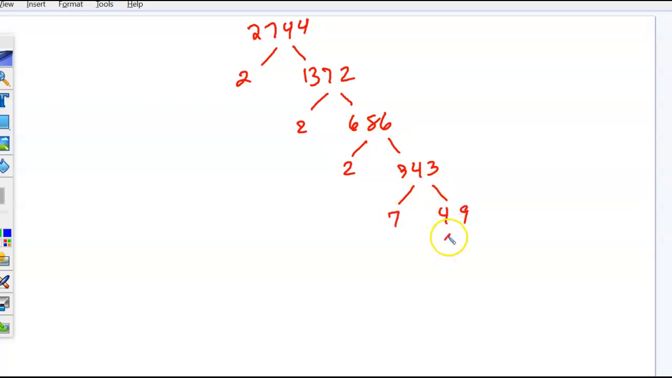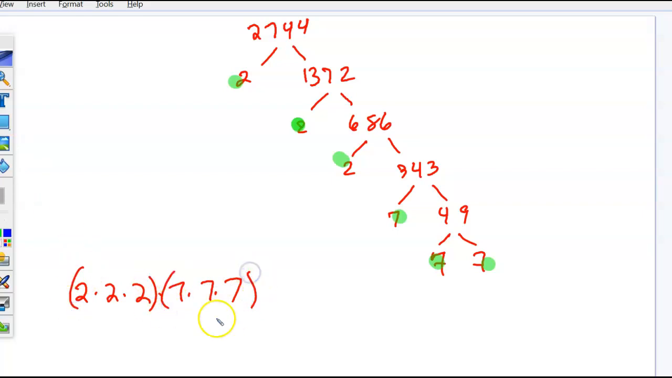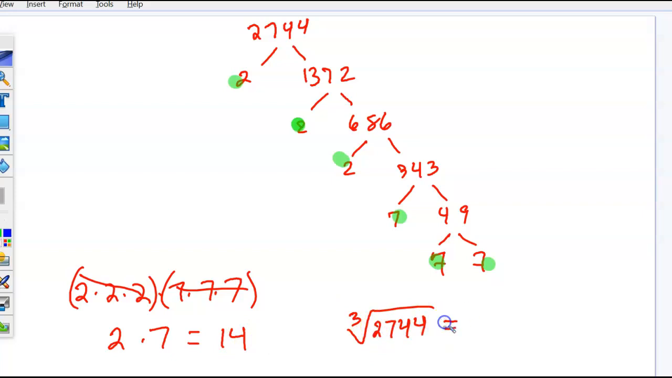343 breaks down into 7 times 49, and 49 is 7 times 7. So if I look at my factors, I have 2 times 2 times 2 because I have three 2's, and I also have three 7's, so it's 7 times 7 times 7. Now we do our grouping. Because we're doing cube roots, I group them in 3's, and for every three 2's I can bring out 1, and for every three 7's I can bring out 1, and 2 times 7 is 14. Therefore, the cube root of 2744 is equal to 14.